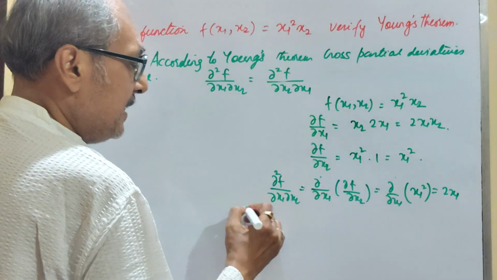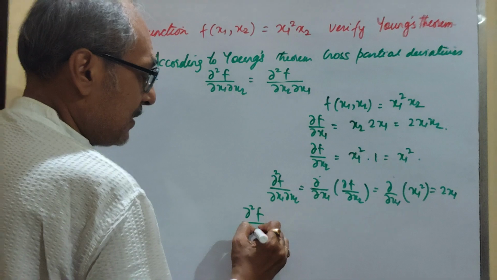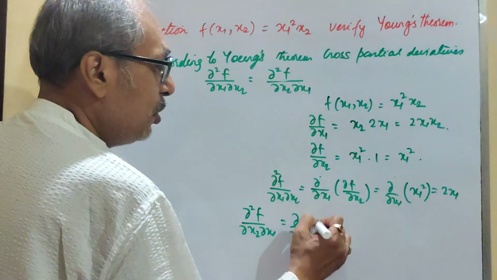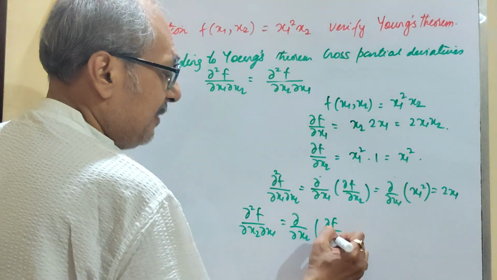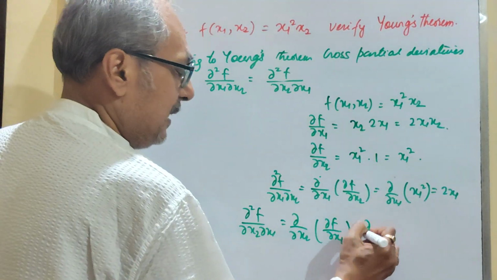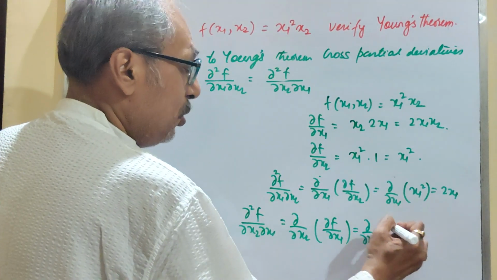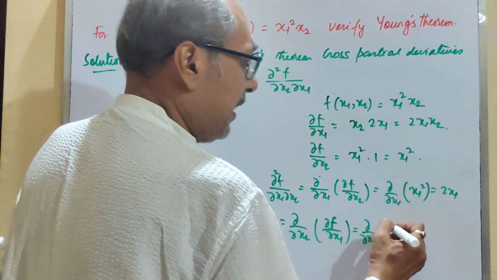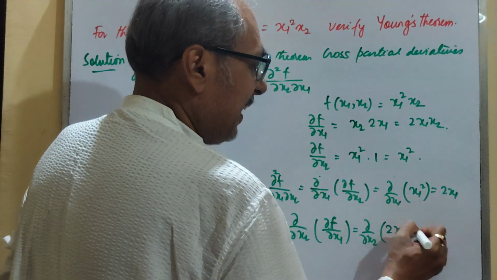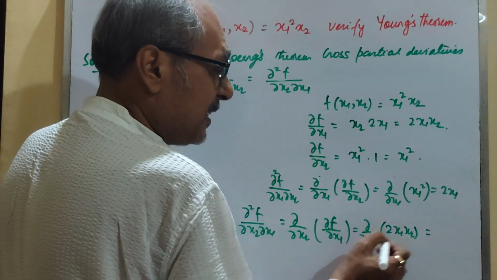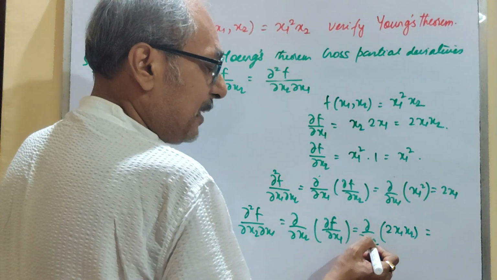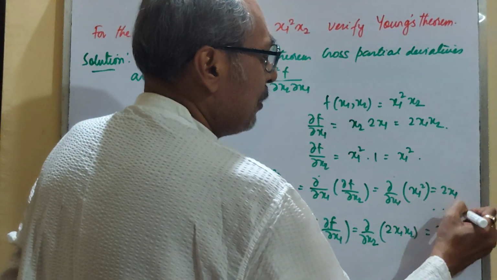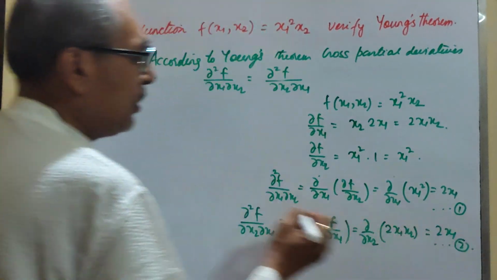Now we do del 2f by del x2 x1. This is del of del x2 of del f by del x1, and del f by del x1 is 2x1 x2. We differentiate 2x1 x2 with respect to x2, it becomes 2x1. Now this is equation number 1, this is equation number 2.